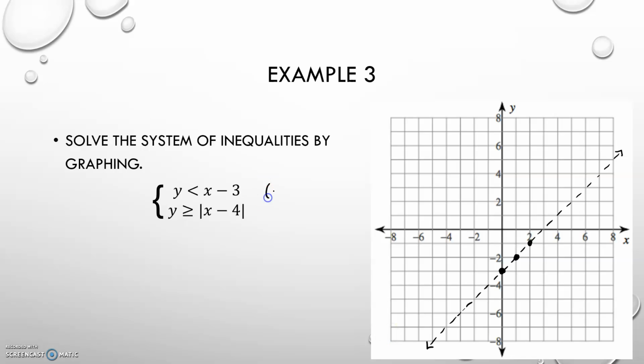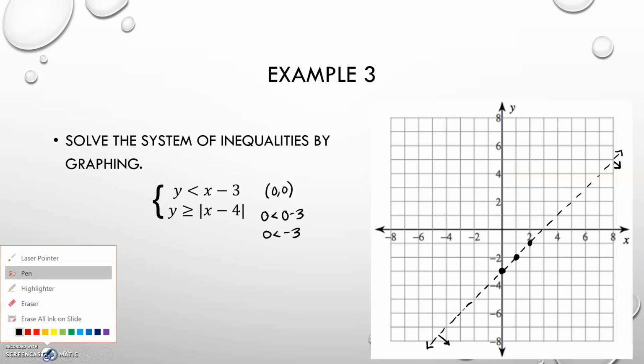So when I plug in my point 0, 0, we get 0 is less than 0 minus 3, and 0 is less than negative 3. Well, that's not true. So I'm going to shade the opposite direction of 0, 0, or shade the side that does not include that point.